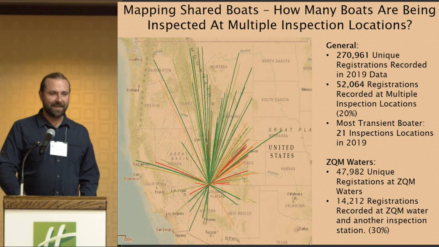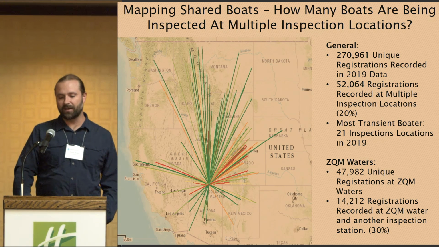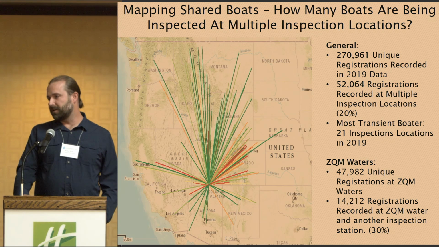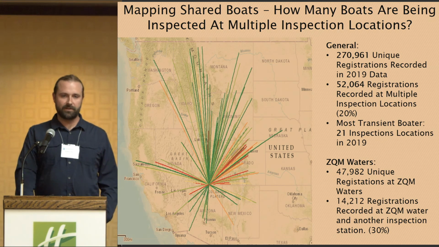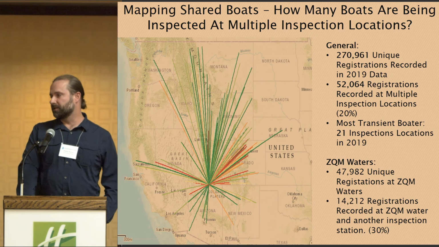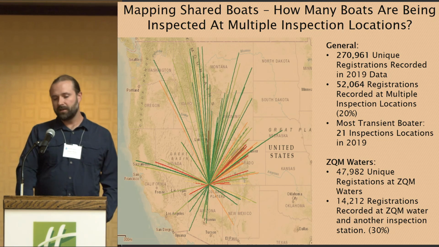All right, looking at that same information for our zebra and quagga mussel positive waters, they had about 50,000 unique boats logged at those locations, and about 30% of those are being logged at other locations across the West. So those visiting those positive and suspect waters do seem to be a little more transient than the average boater.